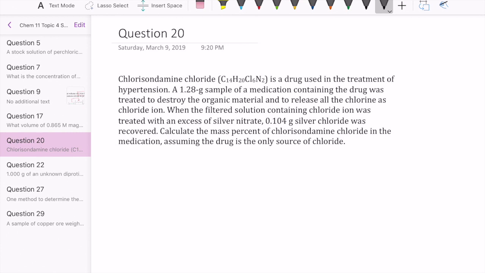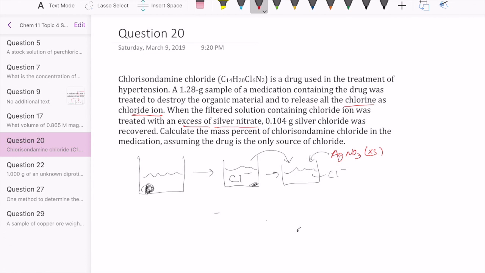Okay, so basically what happens is, in terms of a picture, you have your drug, let's say in the solid form. You add some reaction to it so that when the reaction is completed, all the chlorine is released as chloride ion. So you still have some solid here that gets filtered out, and now you just have the solution containing the chloride ion, and then to this solution they add excess silver nitrate. They say as a result of that you obtain silver chloride for this much mass. The question is, what's the mass percent of the compound in the original drug?